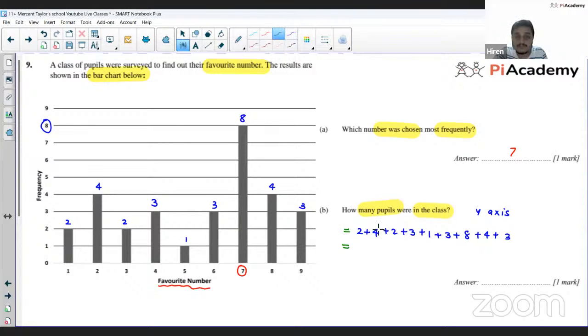So if I add 2 plus 4, 6, 6 plus 2, 8, 8 plus 3, 11, 11 plus 1, 12, plus 3, it means 15, 15 plus 8 will be 23, 23 plus 4 is 27, 27 plus 3, that is 30, okay? So in total, we have 30 people in the class. So if your answer is 7 and 30, then you are getting 2 marks.